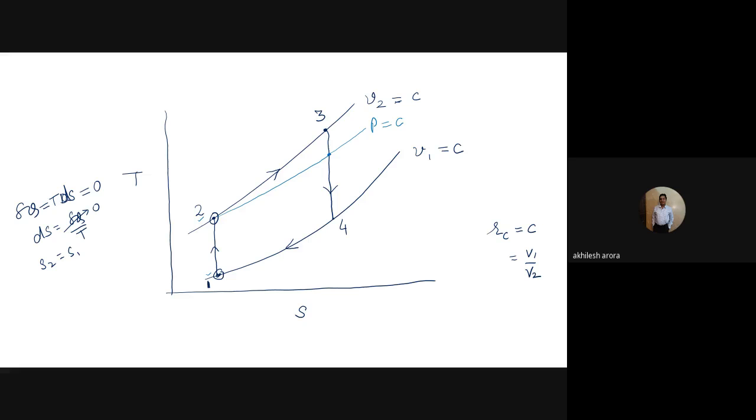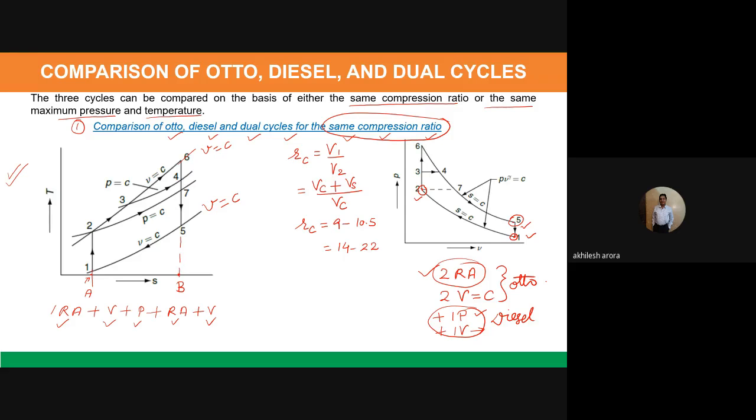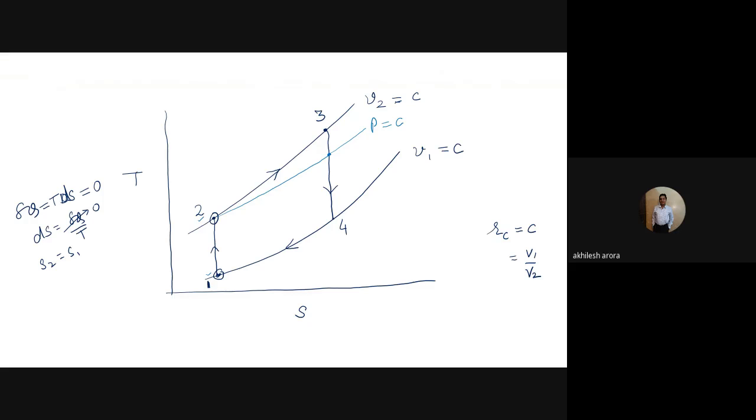I think there is one more thing I would like to add here: when I am considering the comparison of Otto, diesel and dual cycles for the same compression ratio, you should also consider one more point, that there is the same heat rejected also. This has been missed here. So the first case is the comparison of Otto, diesel and dual cycles for the same compression ratio and same heat rejected. When I finish my process at this particular point, let us call this point number 5.